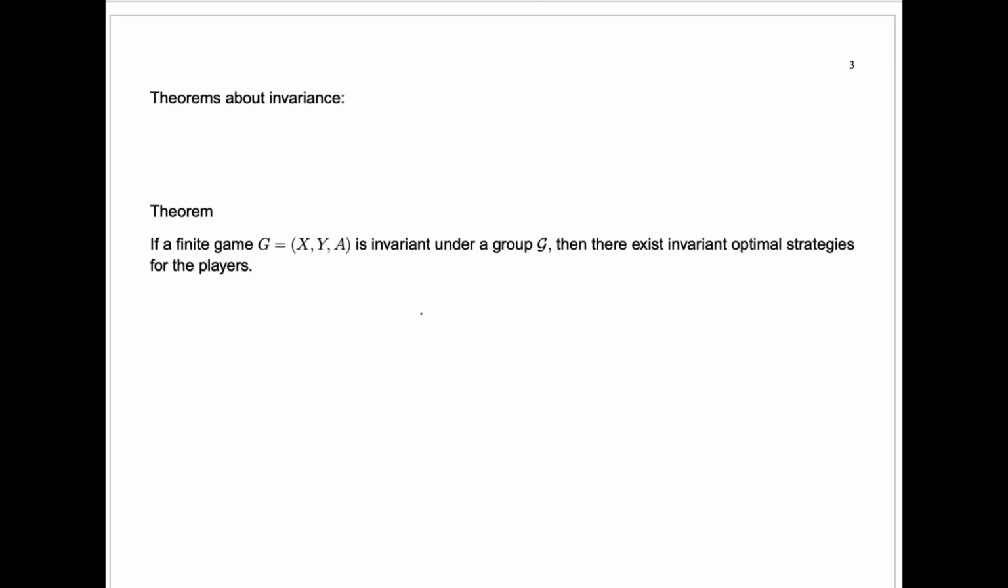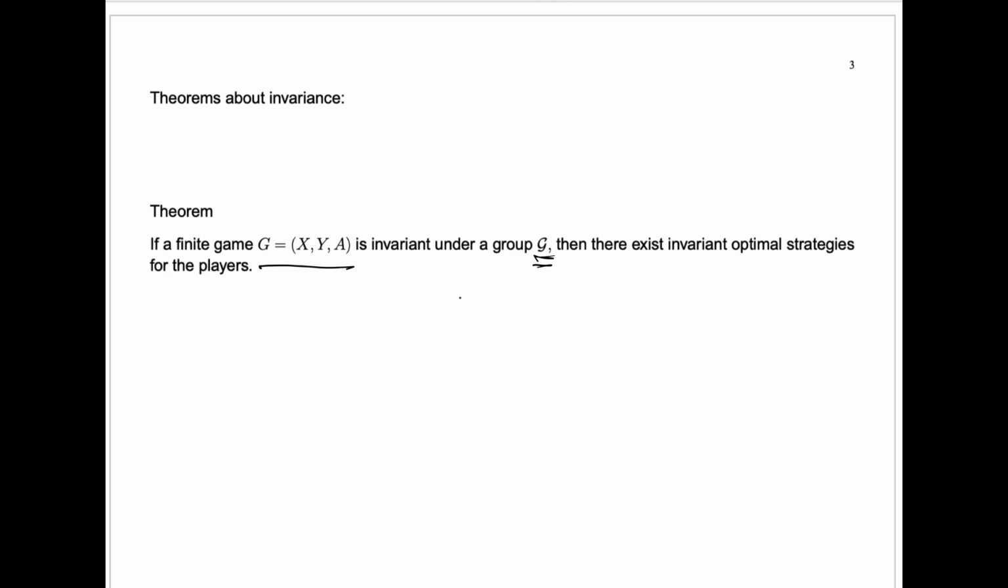And then what does it mean for a game to be invariant under a group of transformations? Well, here's the big theorem about invariance. It says if you have a finite game, as we've been talking about, X is the set of pure strategies for player 1, Y for player 2, and A is the matrix or function that tells you the payouts. If it's invariant under a group G, then there have to be optimal strategies that will also be invariant under G, that will treat any elements that get mapped to each other under transformations in the group G. It'll give you the same probabilities in that optimal strategy.